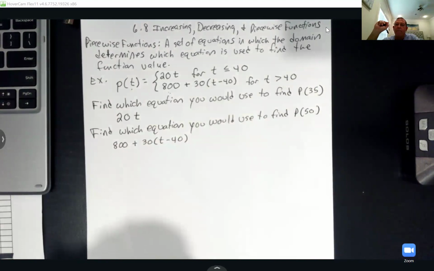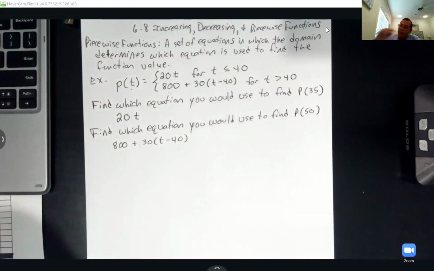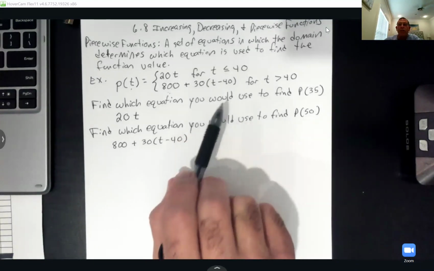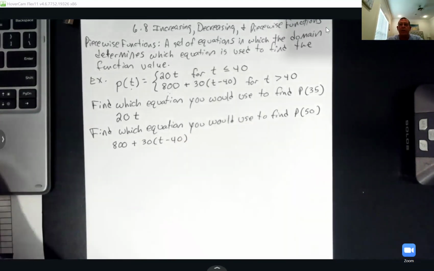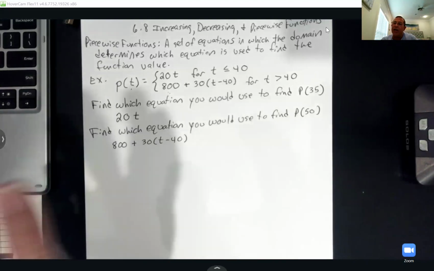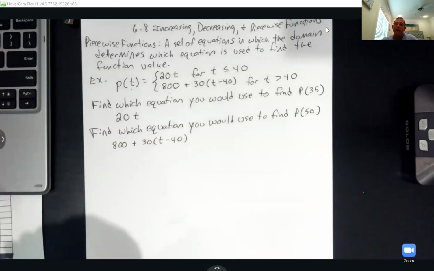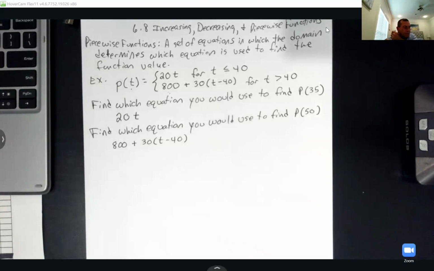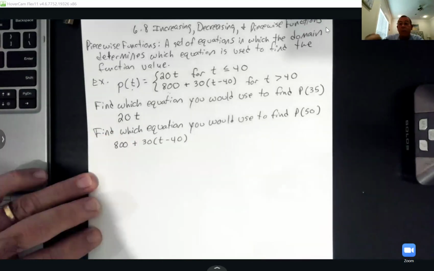So now at the end of the chapter, we'll actually find the values. But just starting out, they just want to know which equation you would use to find those values. So what I'm going to do is share MathLab. Well, not sharing yet. Let's do some of their examples.